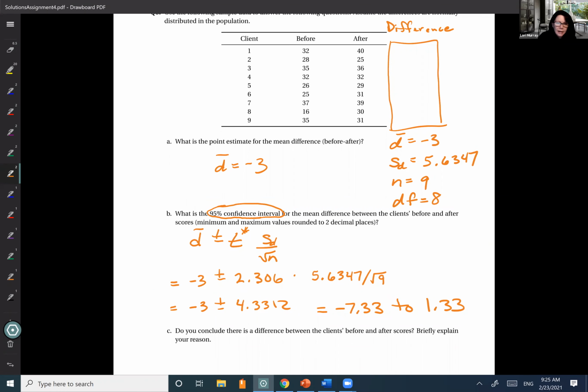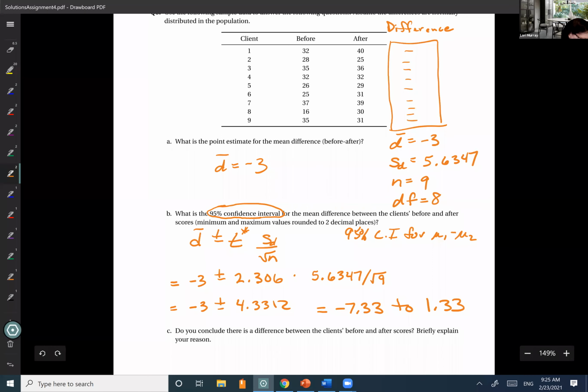Notice prior to that, I carried as many digits as possible, especially for the sample standard deviation of the difference. And everyone knows what this box is, right? You can have 9 measurements in there to get the average -3. And that's the confidence interval, the 95% confidence interval for the true difference, right? So this is a confidence interval, 95%, for the difference between before and after.